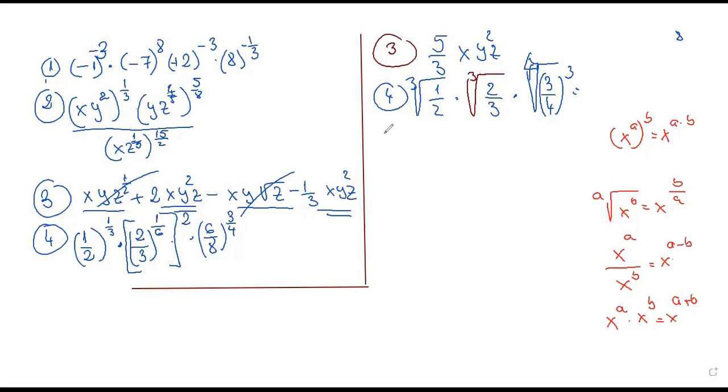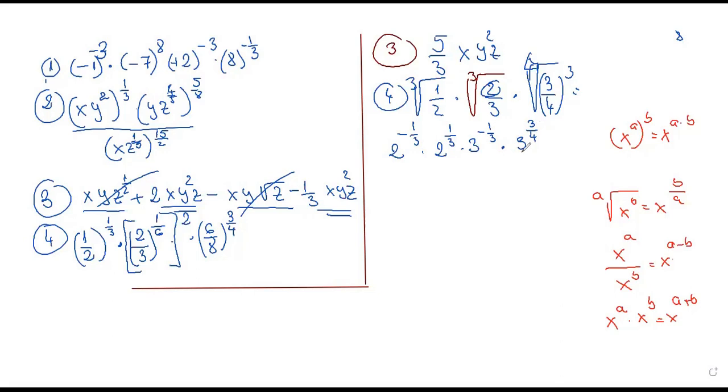Let's do even easier. So it's 2 to the power of minus 1 over 3, times 2 to the power of 1 over 3, times 3 to the power of minus 1 over 3, times 3 to the power of 3 over 4. Do you understand what I'm doing?